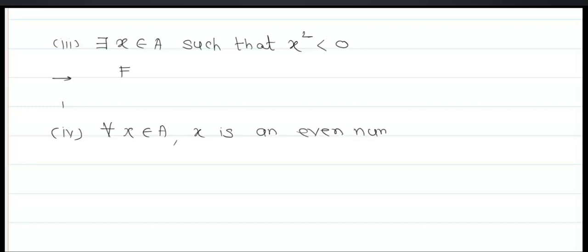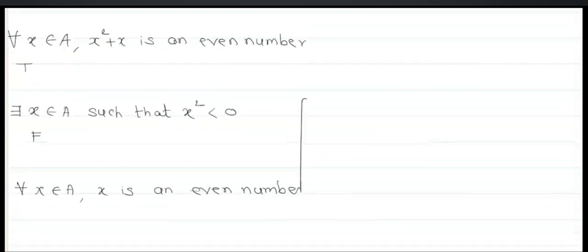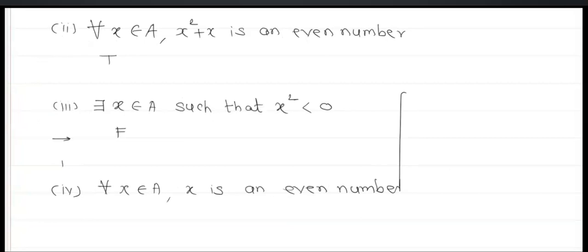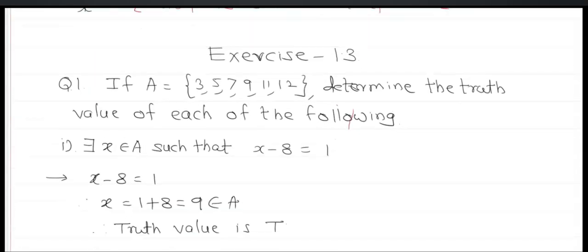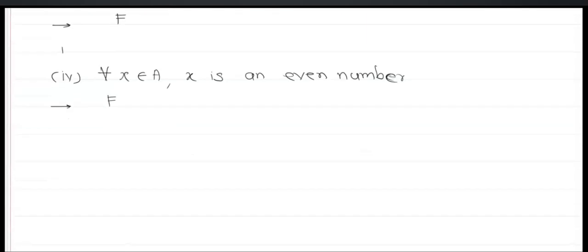Now, next is for every x belongs to A, x is an even number. That means all elements of A are even numbers. Is it possible? It's not possible, because A contains 5, 7, 9, 11, which are odd numbers. Therefore its truth value is false. Only 12 is even; 3, 5, 7, 9, 11 are not even numbers.